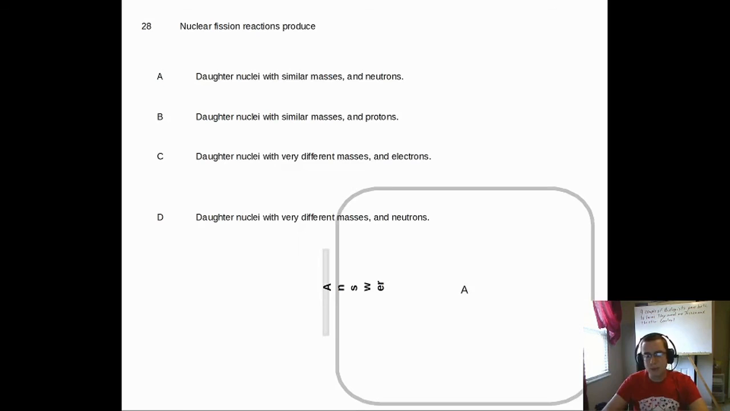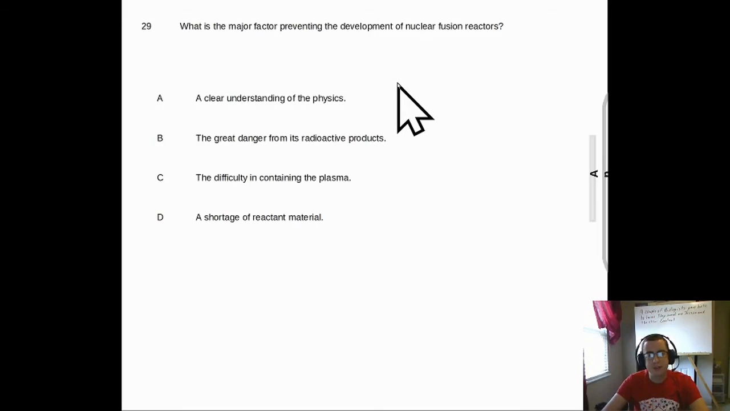Daughter nuclei with similar masses, because remember, they're relatively close to each other. The key term here is the word very. They're not going to be very different. So they're going to be similar masses, and then it's neutrons that get spat out, not protons.